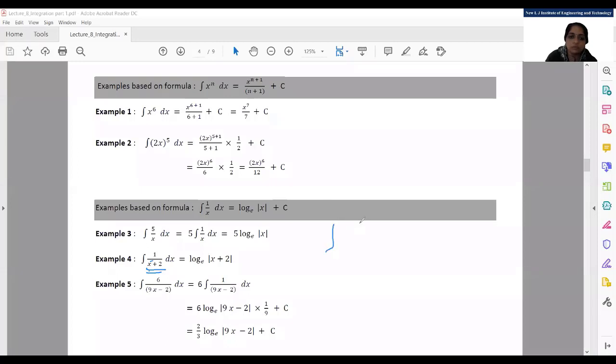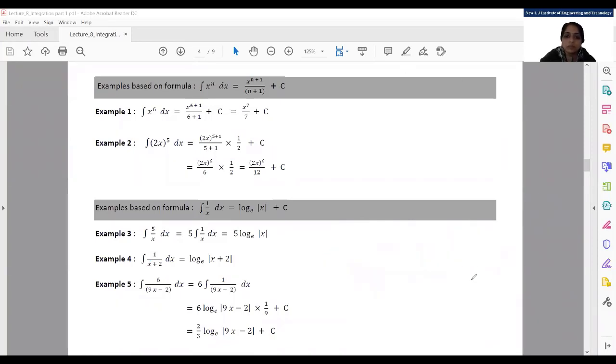See, we'll take one more example. Suppose we have 3 upon 3x plus 5 into dx, right? So what is the derivative of the denominator? The derivative of the denominator is 3, which is in the numerator. So we'll keep log of denominator. This is our answer.